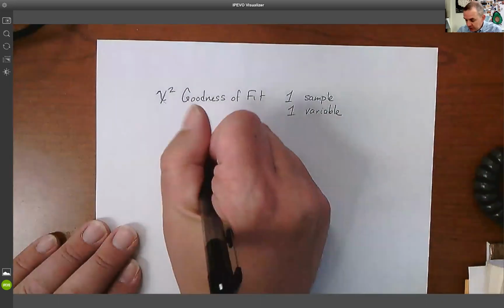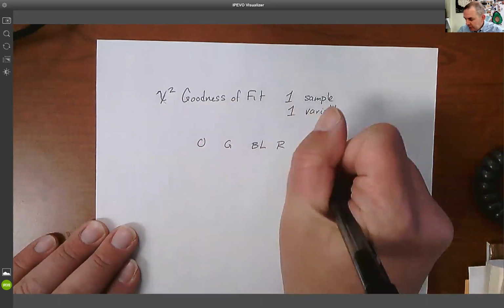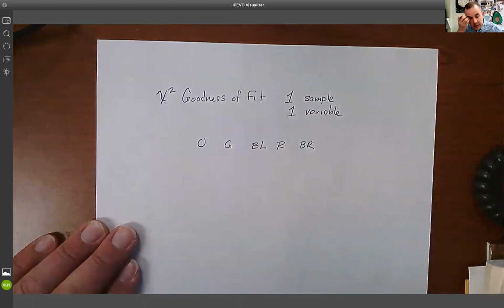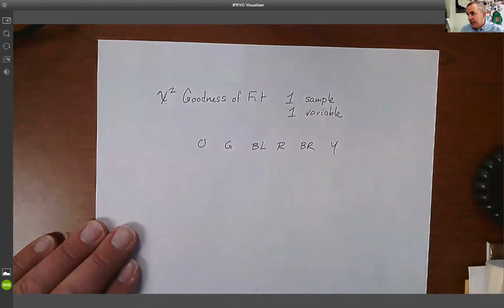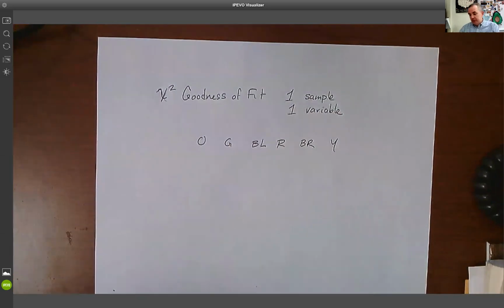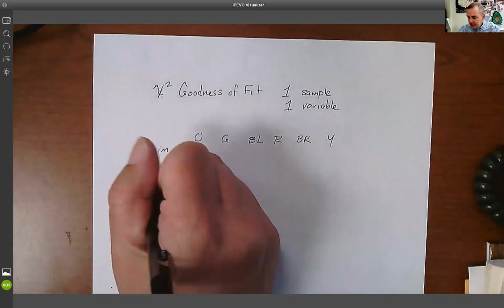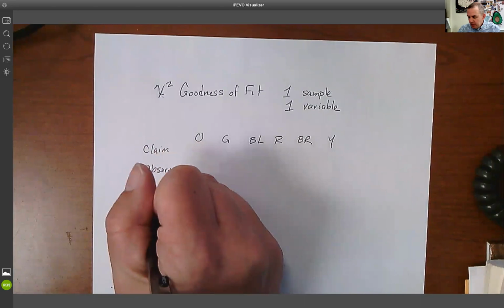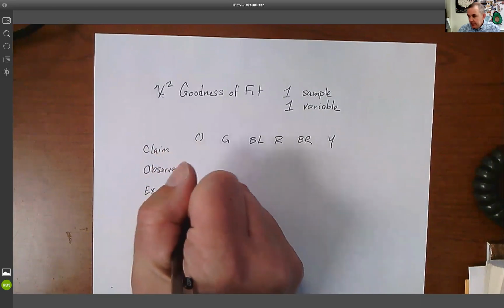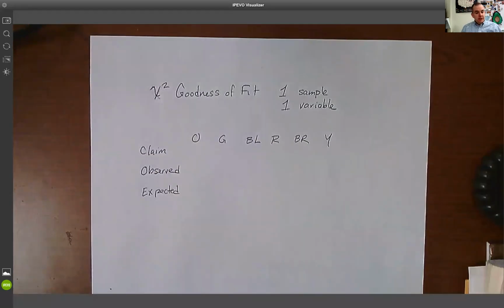We had the colors. We had orange and green and blue and red and brown and yellow. So we had 1, 2, 3, 4, 5, 6. We had 6 categories. We were trying to say, hey, M&M claims something. So they had a claim, and we had an observation. And then we figured out what an expected number would be. And then we compared that observed to the expected. So that was our chi-square goodness of fit.